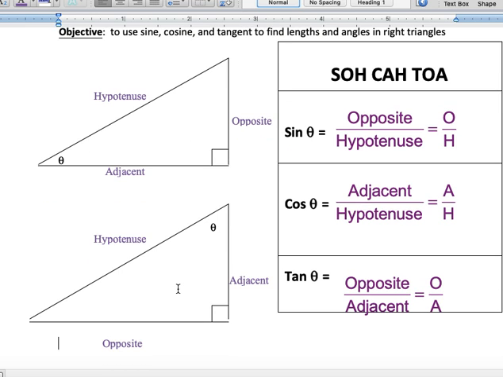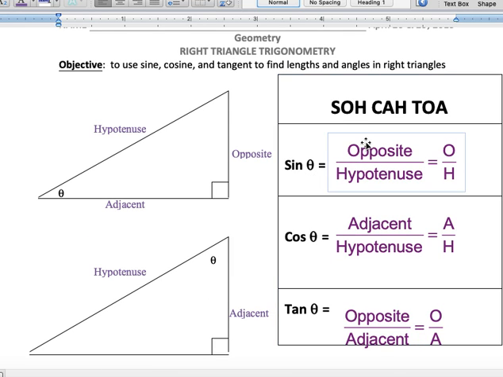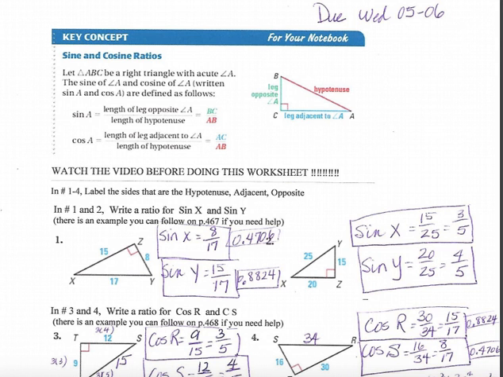If you're talking about the angle up here, then this side is the opposite leg. This is the adjacent leg, but the hypotenuse is still the hypotenuse. So sine is the opposite leg length over the length of the hypotenuse. We call it O over H. The cosine ratio relates the adjacent leg length to the length of the hypotenuse, A over H. The tangent ratio relates the length of the opposite leg to the adjacent leg. So the hypotenuse is not part of the tangent ratio. So let's use those to go through these problems.